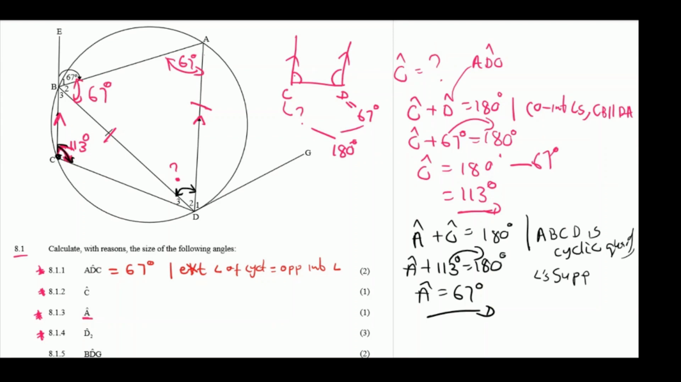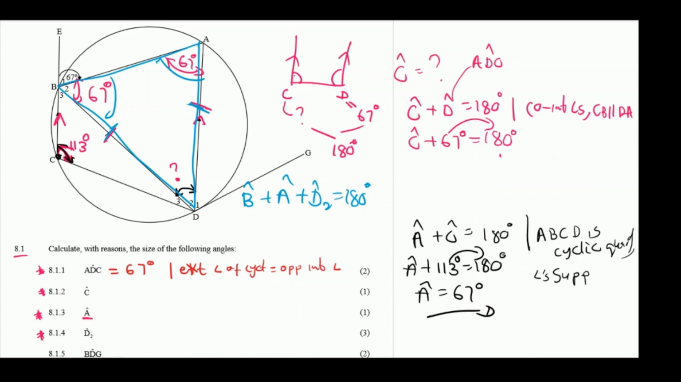So this is an isosceles triangle, right? So this triangle here, it's an isosceles triangle. If you have two equal sides, the base angles will be equal. Fine. So now that we know that, angle B plus angle A plus angle D2, which is what we're looking for, will give you 180 degrees, right?